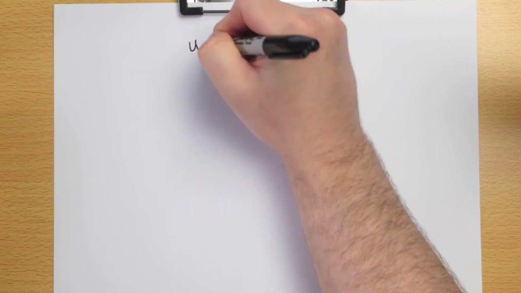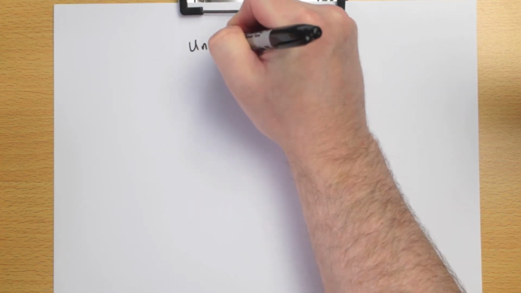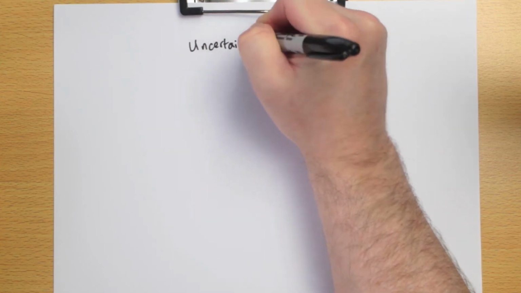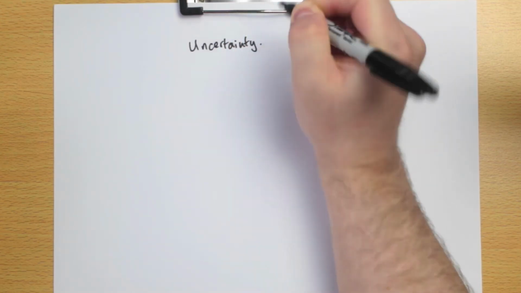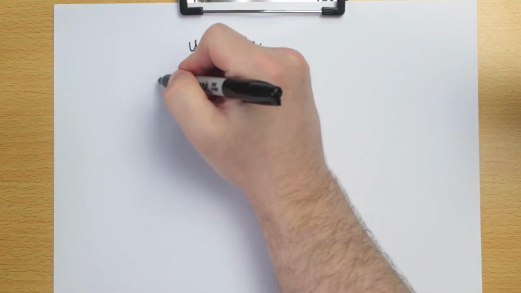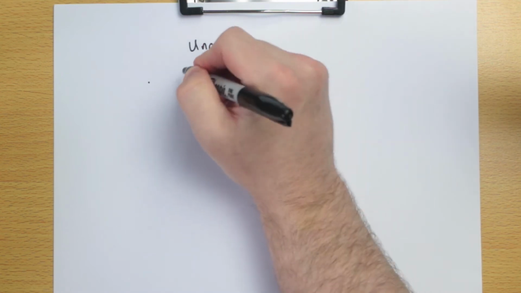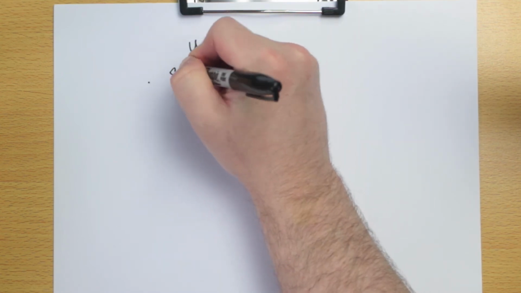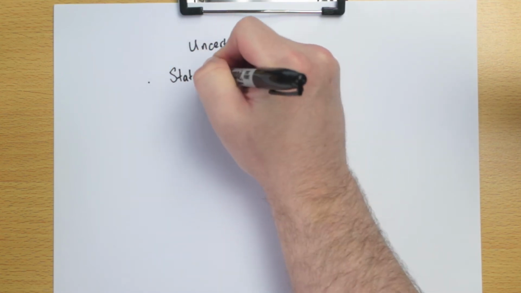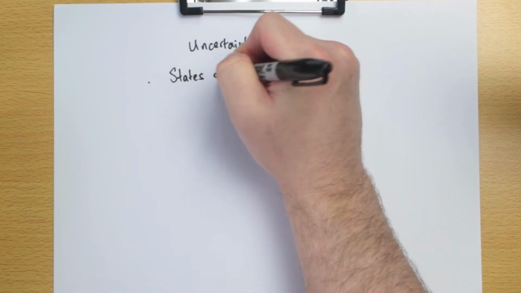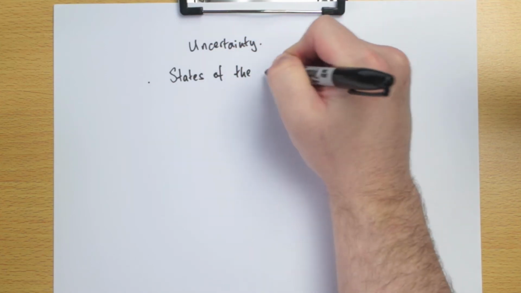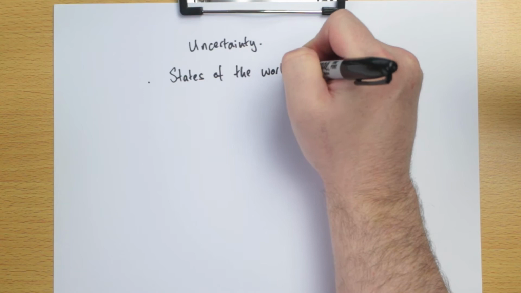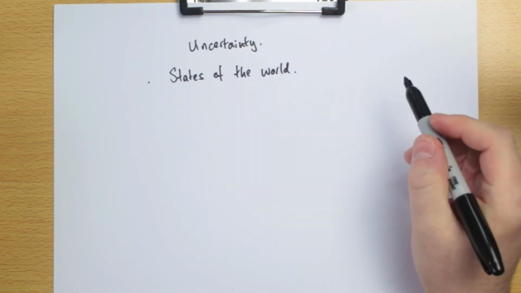Okay, so let's talk about how we model uncertainty in microeconomics and in decision theory as well. So uncertainty, the most important idea we'll need today is the idea of a state of the world. States of the world. So what do we mean by these terms?